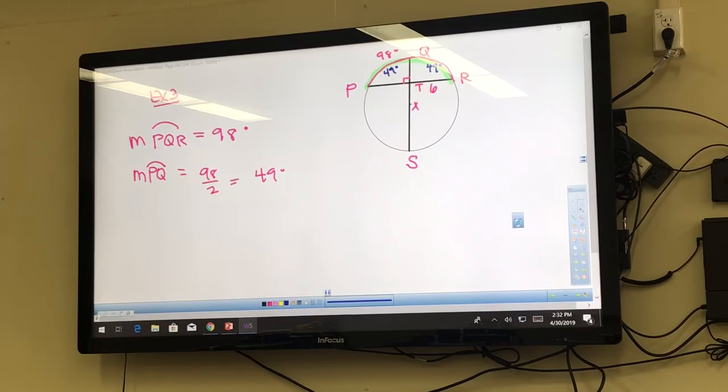Okay, the next part of this example, I want us to find PR, segment PR. Remember that that perpendicular bisector, not only is it intersecting or bisecting the arc, it is also bisecting the chord. So if TR is 6, then PT also has to be what? It has to be 6. So then I can easily find the length of PR by just adding 6 and 6 together, or 6 times 2, and that answer would be 12. So 12 units would be PR.